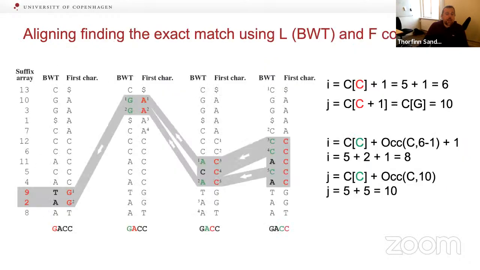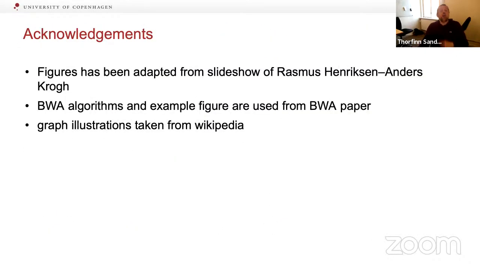Good. And I think with this, yes, acknowledgements. Sorry for skipping through this, but I know that Leis is anxious now and he's looking at the clock. So this slideshow was prepared based on a slideshow from Anders Krog, and one of my PhD students, Rasmus Hendriksen, made a subset of this and I modified it. It's always very complicated to make these kinds of figures and tree structures in PowerPoint, so I'm very grateful for that. The BDA algorithm and those examples are from the BDA paper, and the graph illustrations that I've used were taken from Wikipedia.